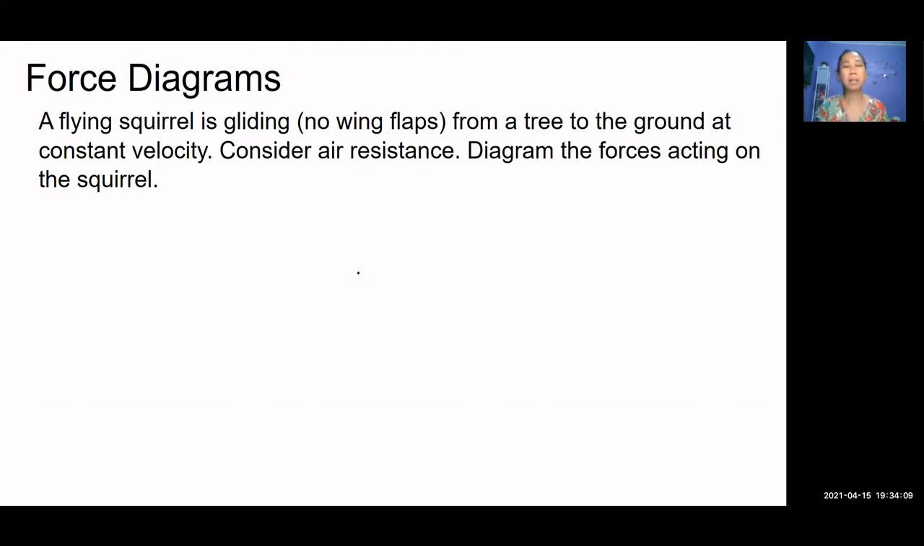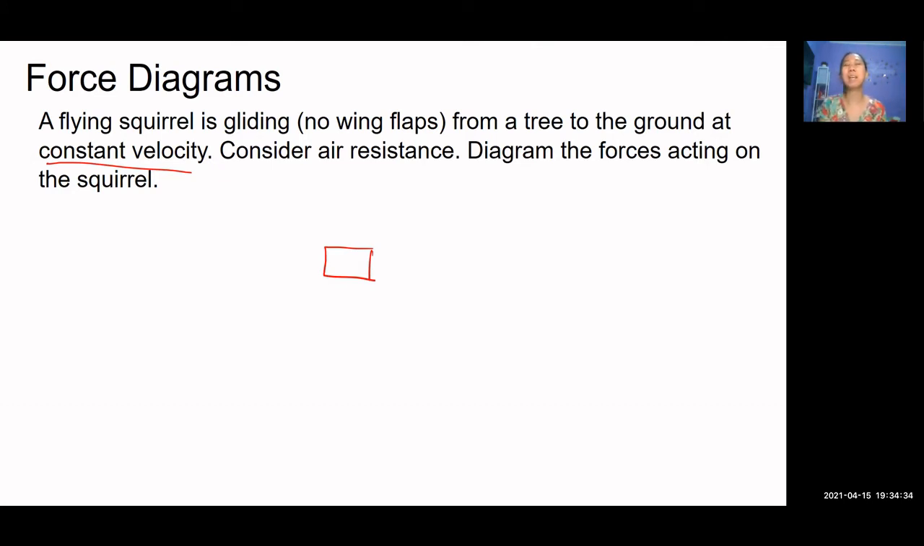Okay, so kung i-assume natin itong box na to, i-represent niya yung squirrel. Okay, sabi dyan, it is gliding from a tree to the ground. So, pababa yung movement niya at constant velocity. So, ano ibig sabihin ng constant velocity? Ibig sabihin nito, yung acceleration ng ating squirrel is equal to 0. Okay, pero hindi ibig sabihin nun, wala ng other forces na nag-act sa kanya. Meron. So, ano yung mga forces na yon?